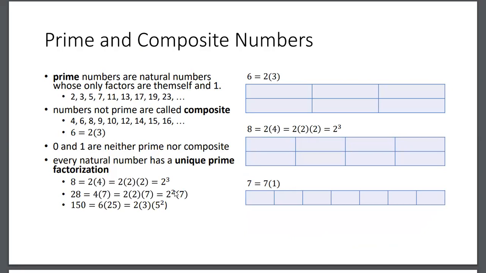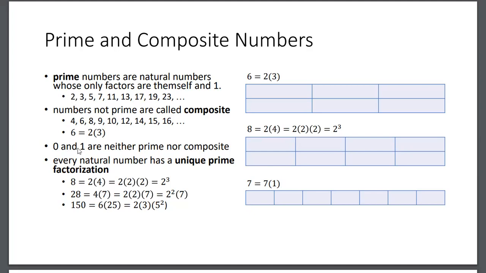Within the natural numbers, there are prime and composite numbers. Prime numbers are natural numbers whose only factors are themselves and 1. And numbers that are not prime are called composite. Here's some composite numbers: 4, 6, 8, 9, etc. 6 can be written as 2 times 3. The prime numbers cannot be further factored except for multiplying by 1, which doesn't change the number, so that's not significant.